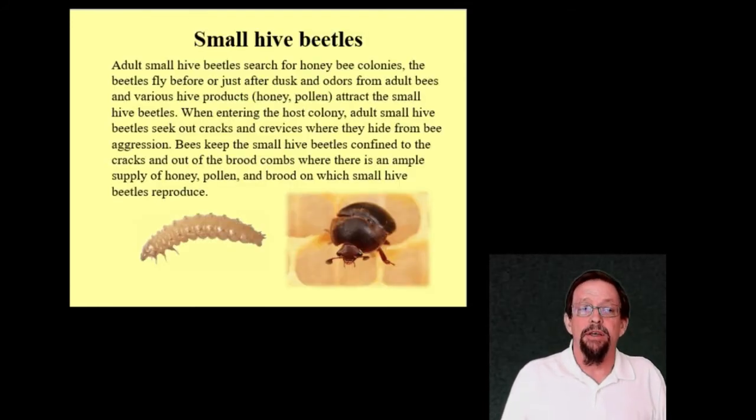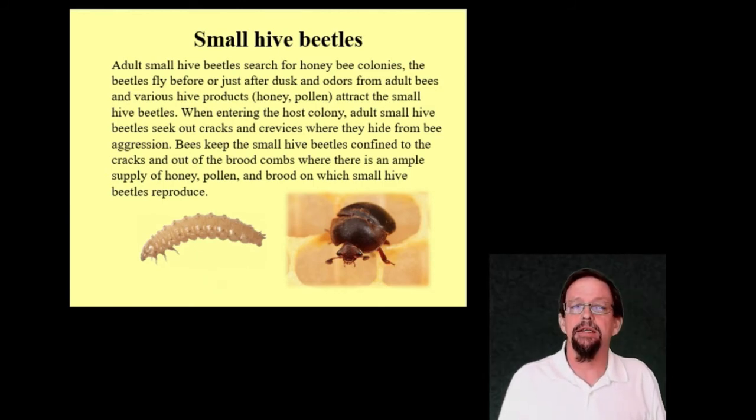Next on the list of pests is small hive beetles. Adult small hive beetles search for honeybee colonies, and they slide into the host colony, try to be undetected, and hide in cracks and crevices. Now, small hive beetles will seek out where there's ample supply of honey and pollen, and that's where they try to reproduce. But if you have strong colonies, they should be able to take care of these pests.